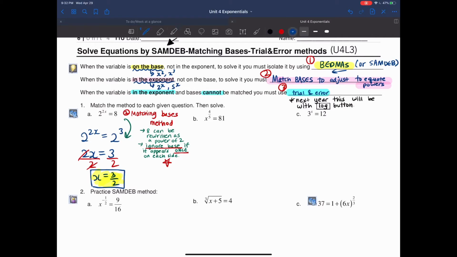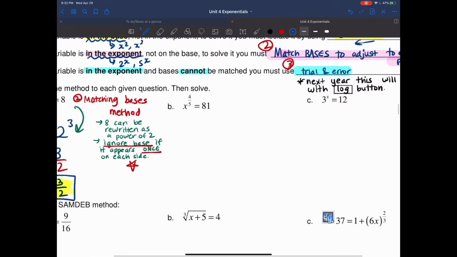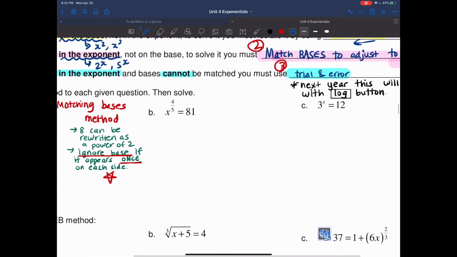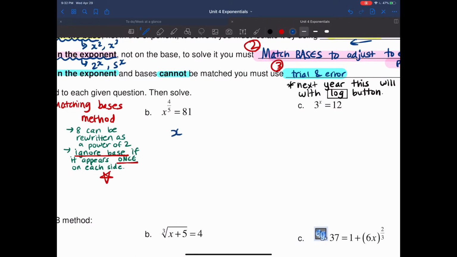Question B. For x to the exponent 4 over 5 equals 81, the first thing I'm going to do is write the first part in terms of a radical sign. I'm going to move that so that the numerator 4 is the exponent inside, and the 5 is the index at the front, and it's going to equal 81. I know I want to get my x by itself, so I'm going to put an exponent of 5 on both sides so that it'll cancel those out.